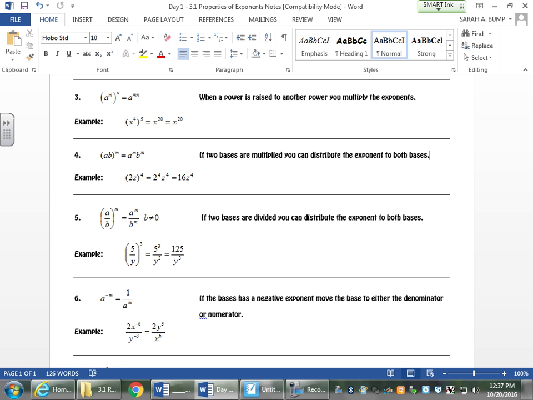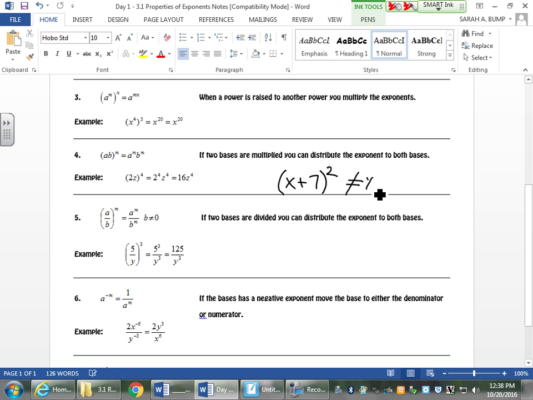And there's an example of that. So these properties do not work with addition or subtraction. The best way I can relate to that is earlier we talked about how to do things like x plus 7 squared. This does not equal x squared plus 7 squared. That would eliminate a whole term in this example. So you would actually have to do x plus 7 times another x plus 7 and distribute it out. This is a very common mistake.